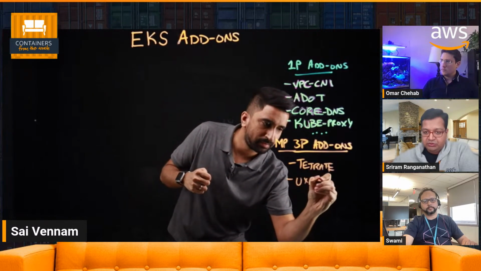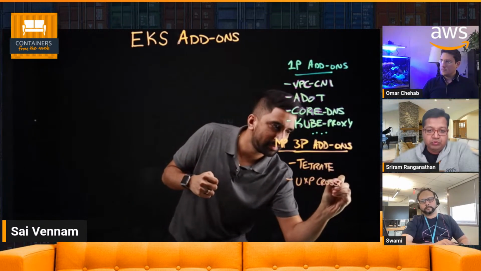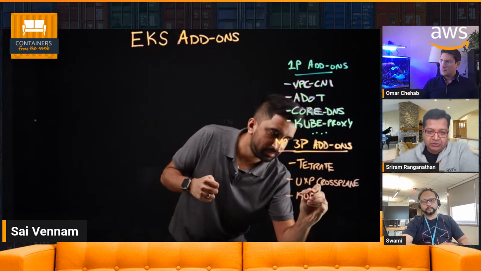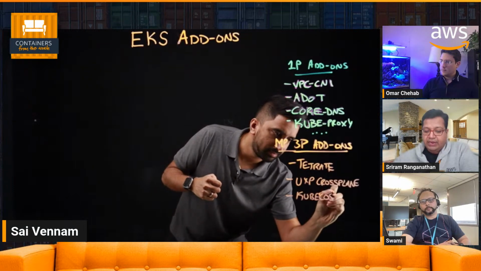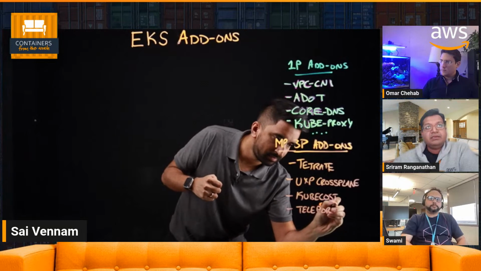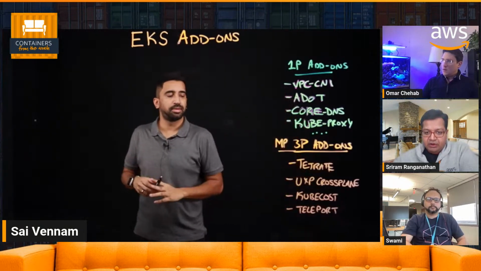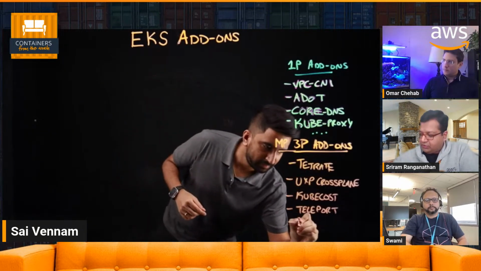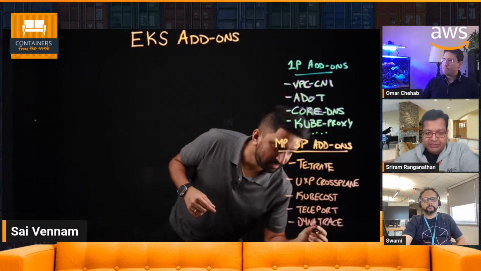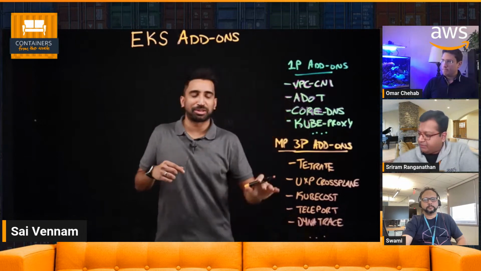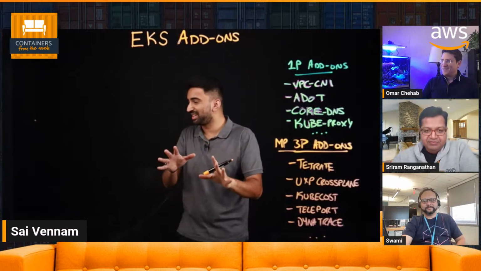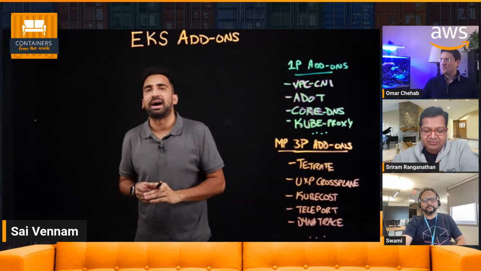One of them, obviously, is Tetrate Istio. The other one is Kubecost. Yep. We have Teleport, which is used for security and IAM, identity and access management. Then we have Upbound Crossplane. Then we have Dynatrace Operator. We also have Kpow and Datree. Okay, I think you listed out 7, so we've got 7 that we support today.